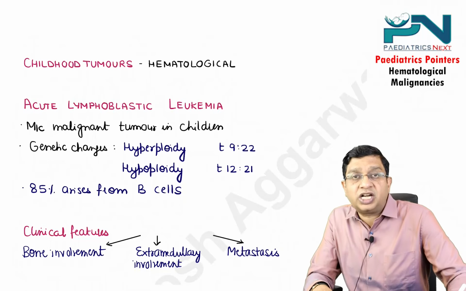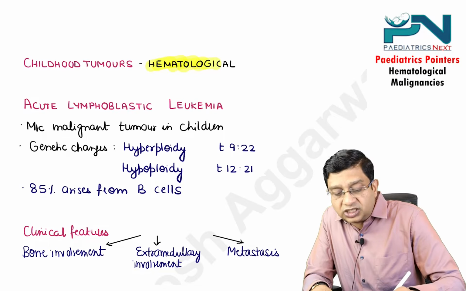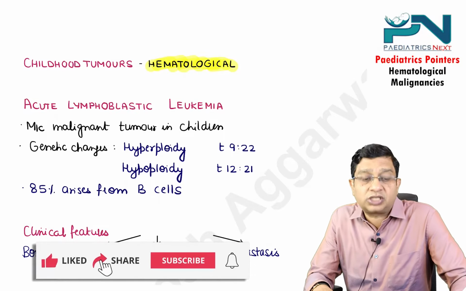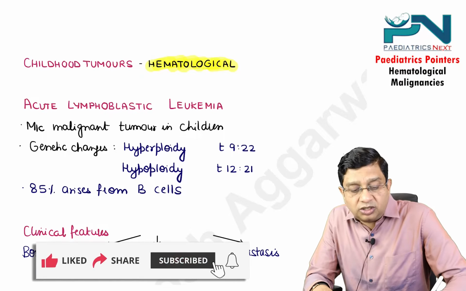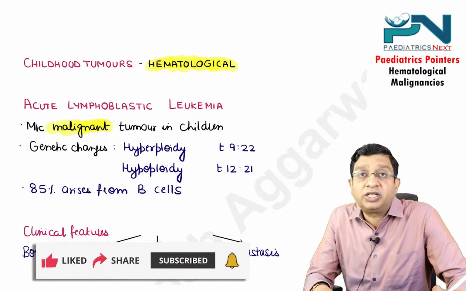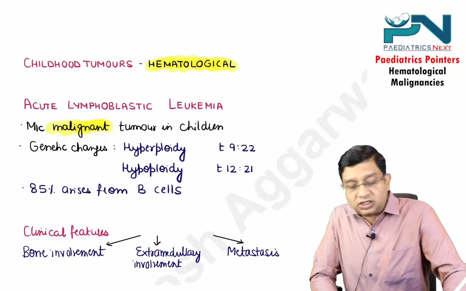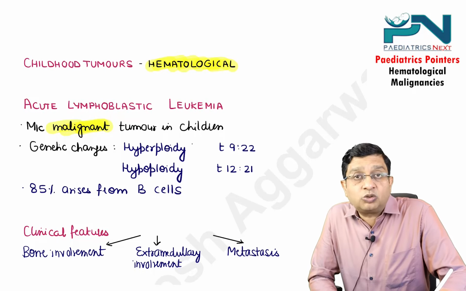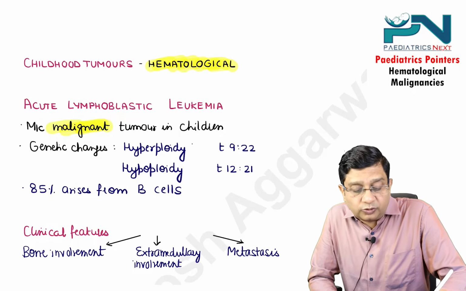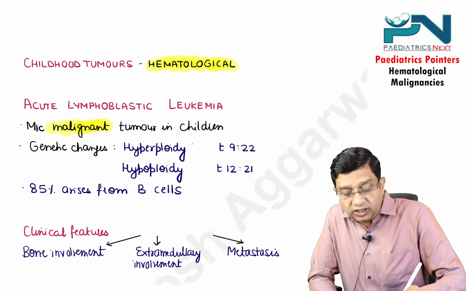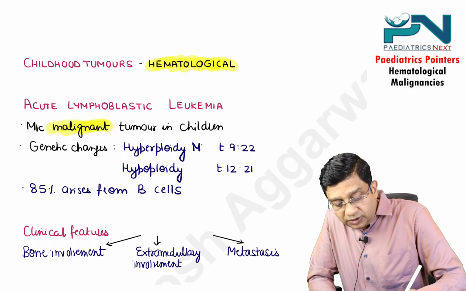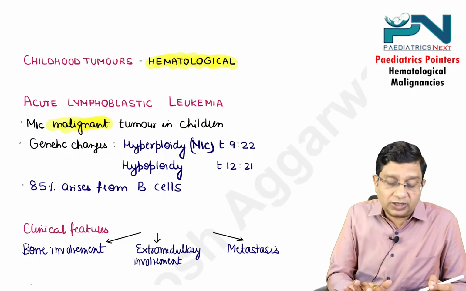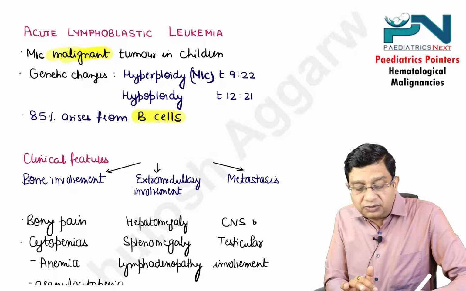Today's topic is childhood tumors. We'll be discussing the hematological malignancies, mainly acute lymphoblastic leukemia and Langerhans cell histiocytosis. Acute lymphoblastic leukemia is the most common malignant tumor in children. You should remember the genetic changes are four: hyperploidy, hypoploidy, translocation 9;22 Philadelphia chromosome, and translocation 12;21. Out of these four, the most common is hyperploidy. 85% of acute lymphoblastic leukemia arises from the B cells.